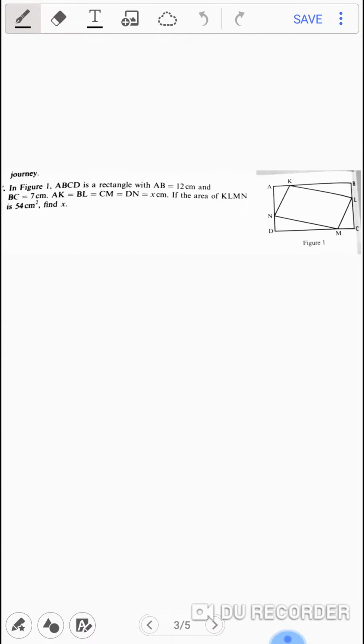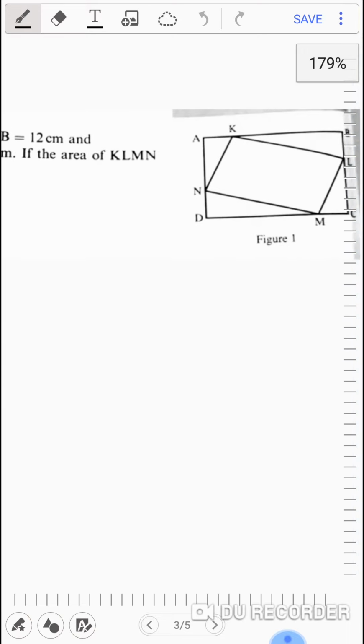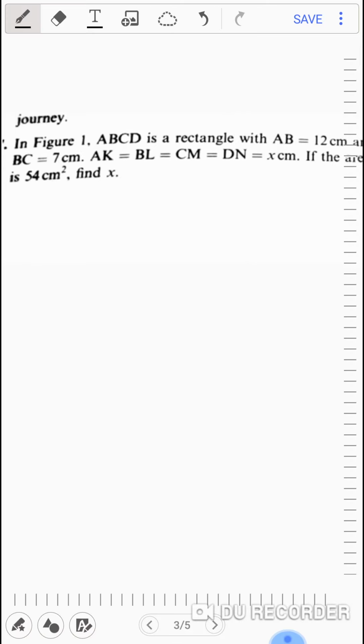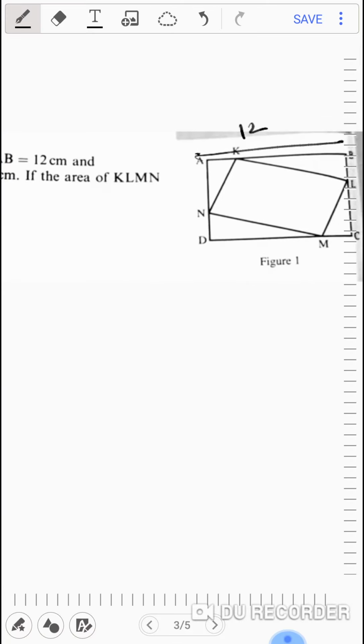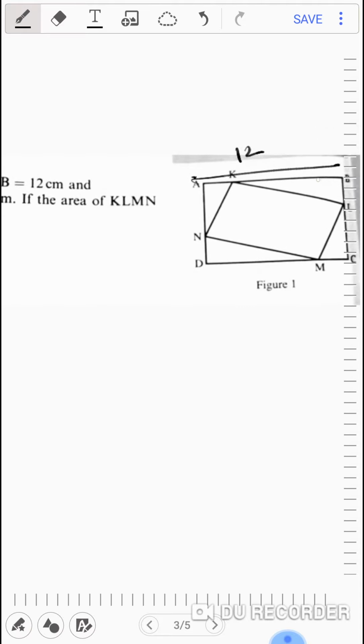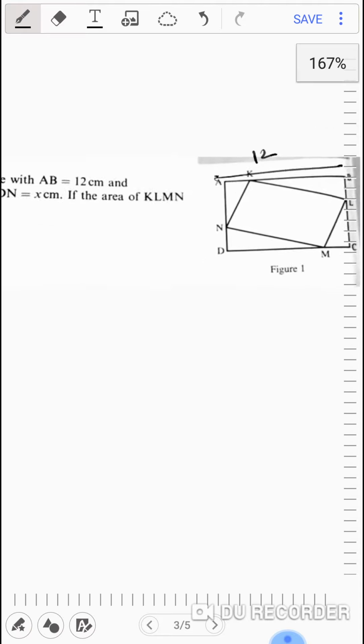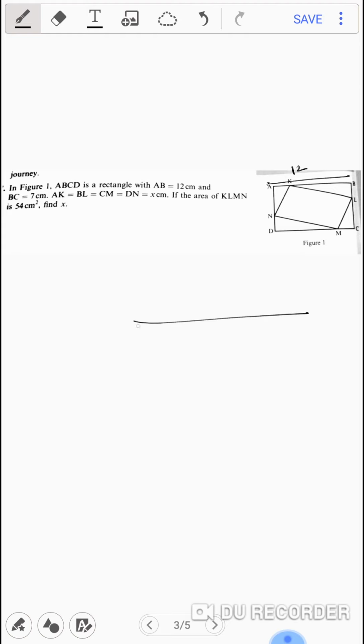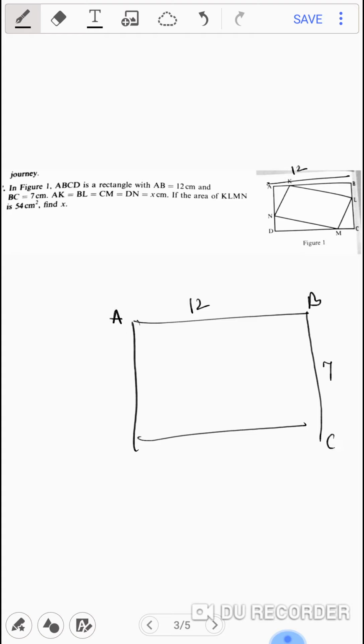Problem number 3 says, in the figure ABCD, AB is 12. So first let me check where is AB. Here. Yeah, this is 12. And BC is 7. BC, this. I'll draw it again so it's more clear. This is 12, this is 7. Perfect. So this is A, B and this is C.